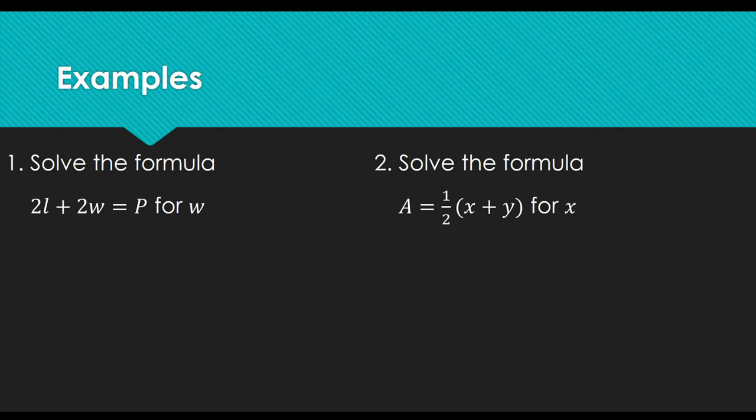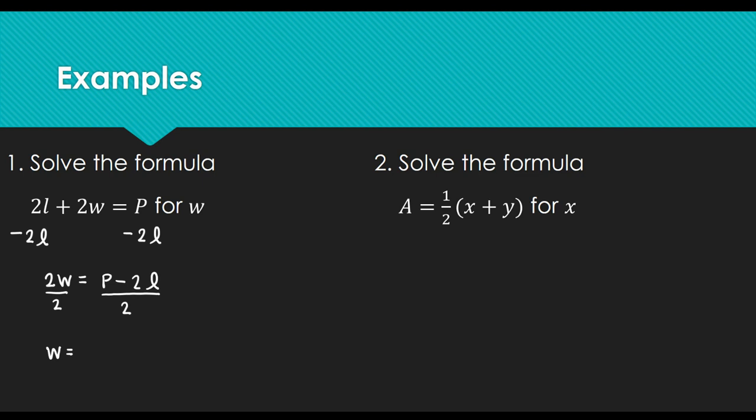So in the first one, 2L plus 2W equals P. So that's an L, it's not a 1. Okay, so 2L. I want to solve for W. Well, if there's only one W in this particular formula, my goal is to start getting that by itself. So I'm going to first move the 2L over to the other side by subtracting, because 2L and 2W are not like terms. I couldn't combine those. So then that gives me 2W equaling P minus 2L. And then my last step, I just got to divide by 2.